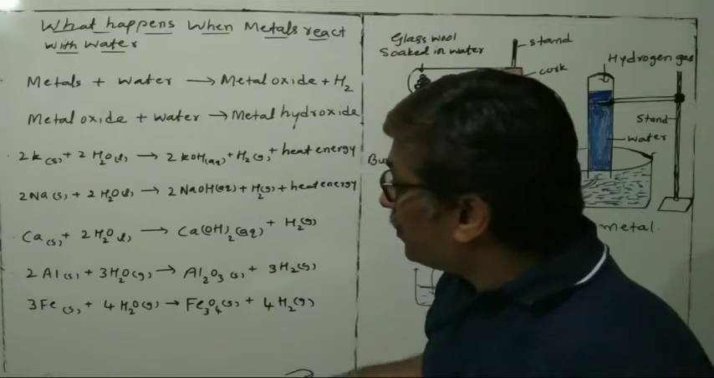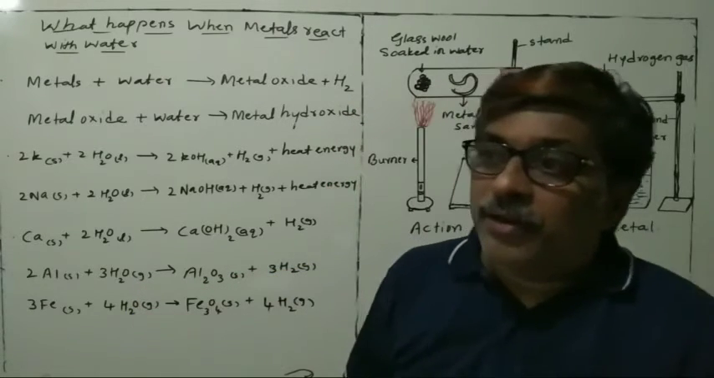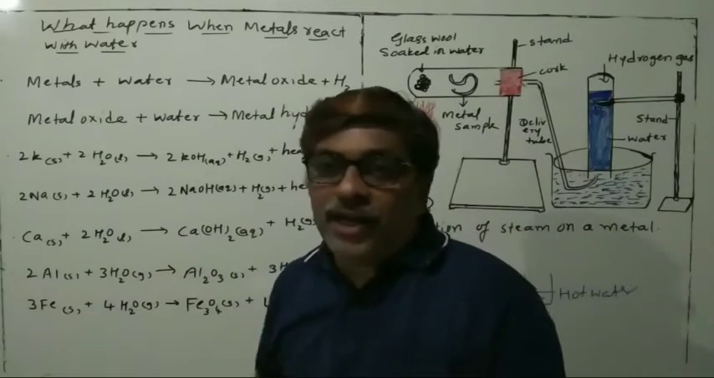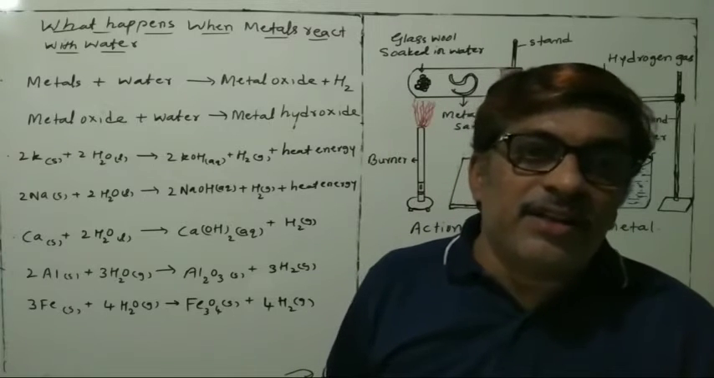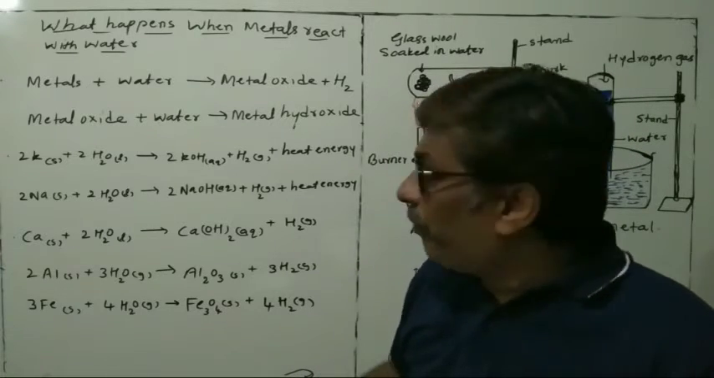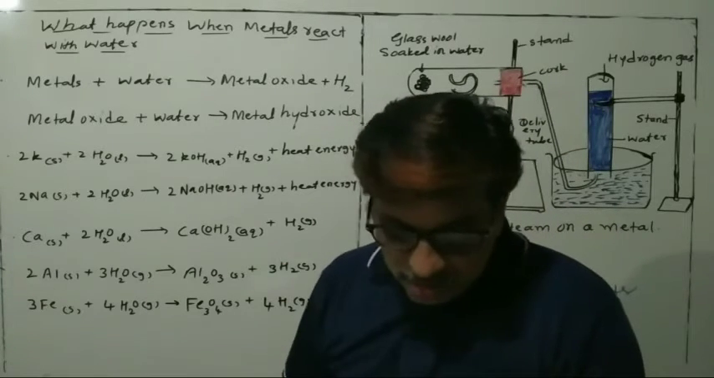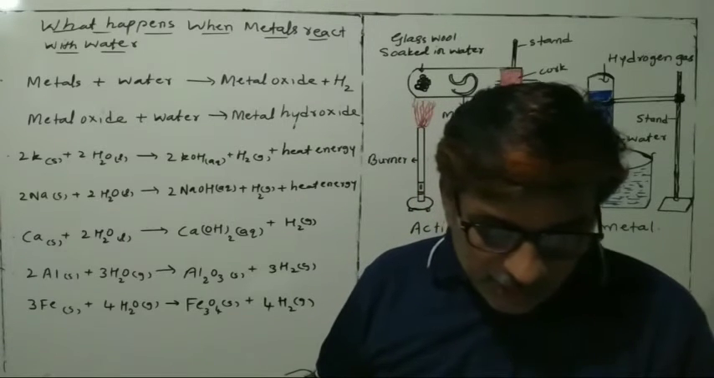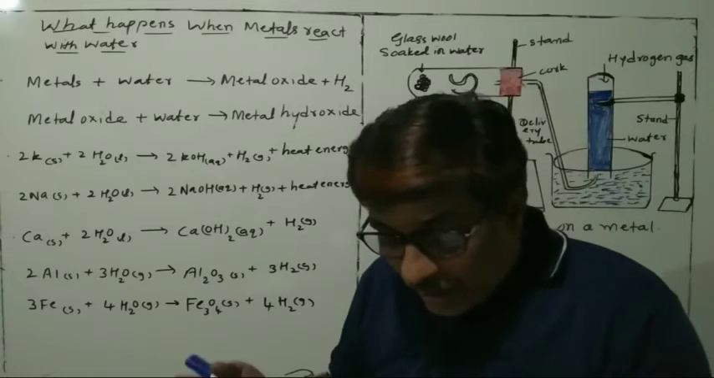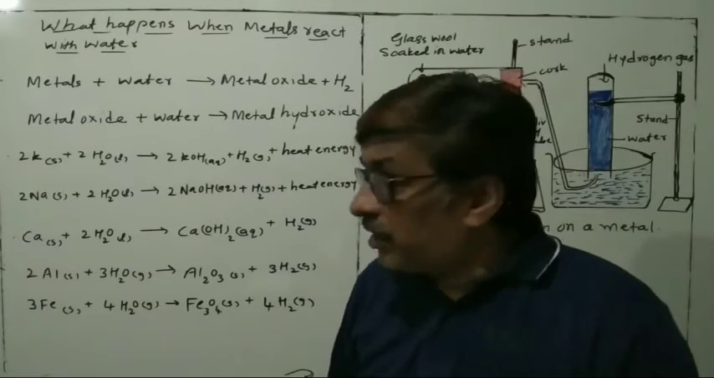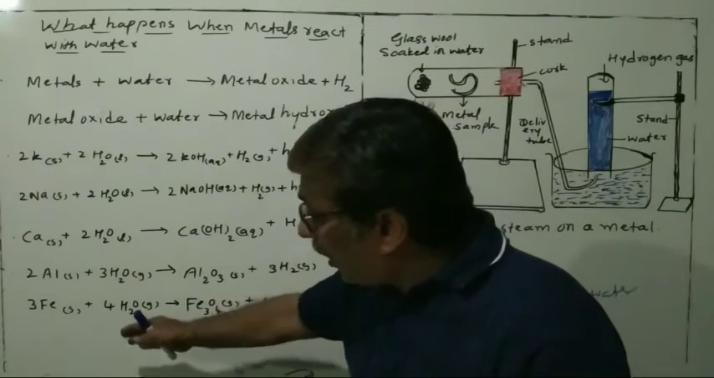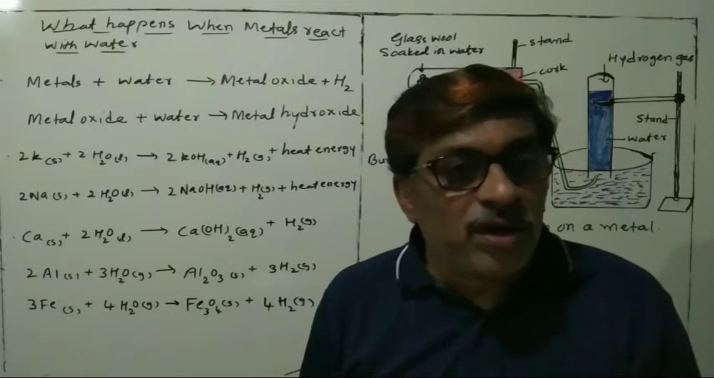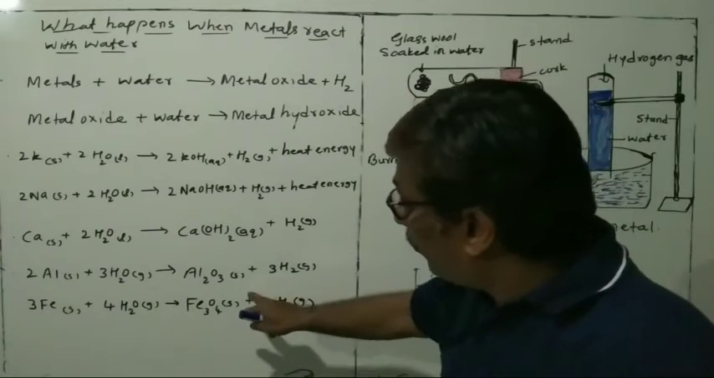Okay, now the next one is metals like aluminium and iron. Aluminium is Al and iron is Fe. Metals like aluminium, iron and zinc do not react with either cold water or hot water. These metals do not react with the cold water as well as hot water, but they react with the steam.